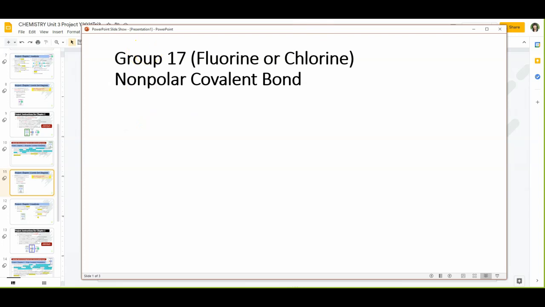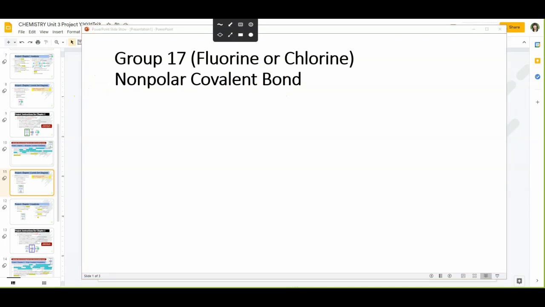If you chose a group 17 element, which is either fluorine or chlorine, this is what their nonpolar covalent bond looks like. I'm going to label these as, what did I do last time? I labeled nonmetals as Y. So I'm going to label this as Y. Please do not use Y, actually use your abbreviation. Use the real abbreviation, which should be either F for fluorine or CL for chlorine.